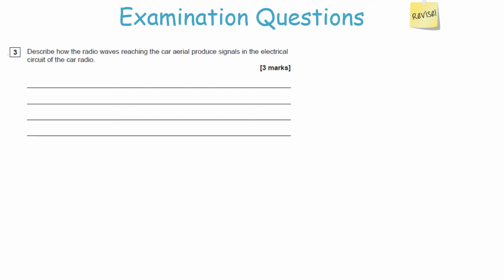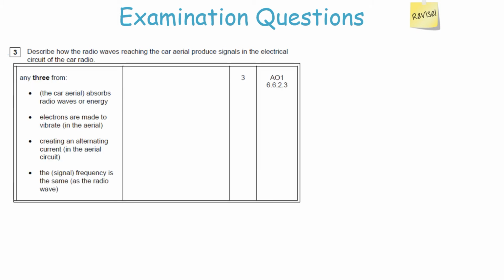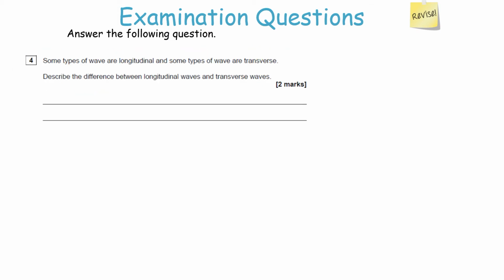So you've got to understand how car aerials and radio waves link to each other. The car aerial absorbs the radio waves. This will cause the electrons in the car aerial to vibrate. Now a vibration of electrons backwards and forwards is an alternating current. The radio wave will cause the alternating current, the electrons vibrating backwards and forwards, to do that at the same frequency as the radio wave itself, which is a very important key fact you've always got to mention in these types of questions. Next question.